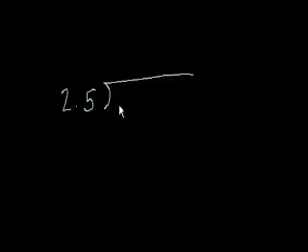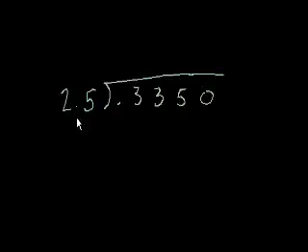Let's do one more problem. I think I have time. YouTube puts a limit on this stuff. So let's say I say 2.5 goes into 0.3350. How many times? Well, once again, let's move the decimal point over 1 here. So we move the decimal point over 1 here, put the decimal here. So how many times does 25 go into 3? Well, 0. So you can put a 0 here just for fun if you want.